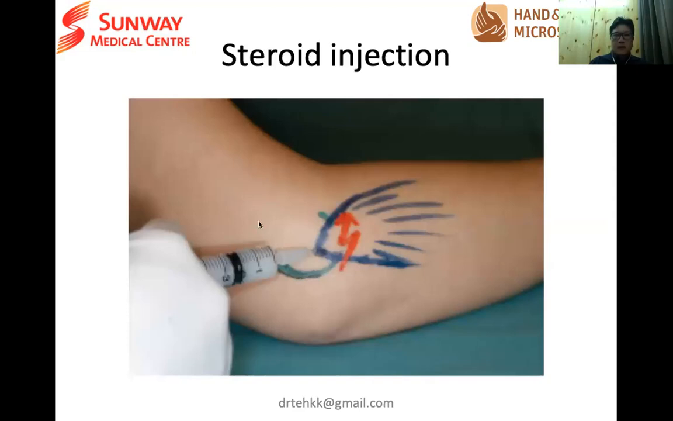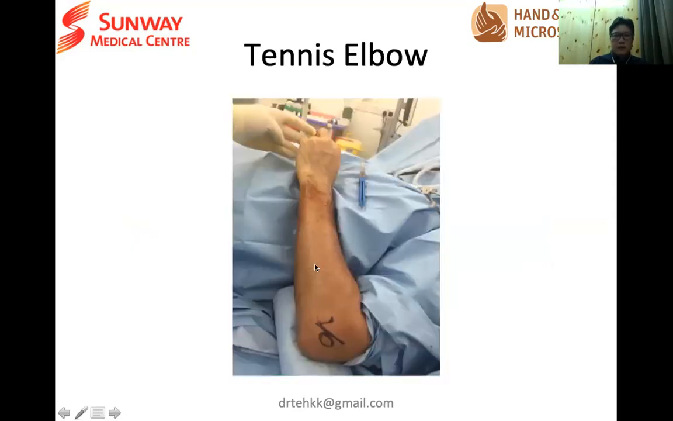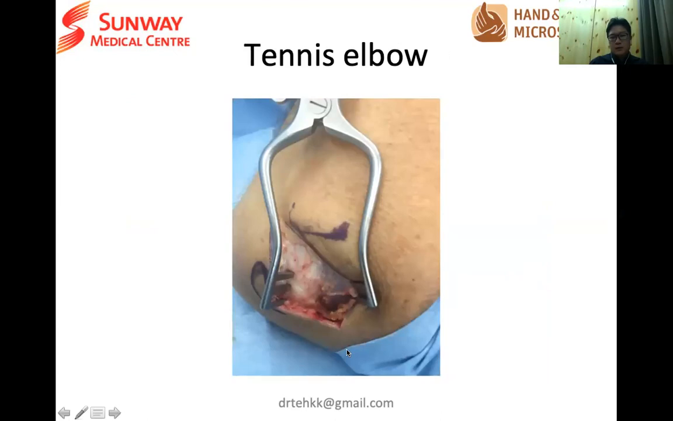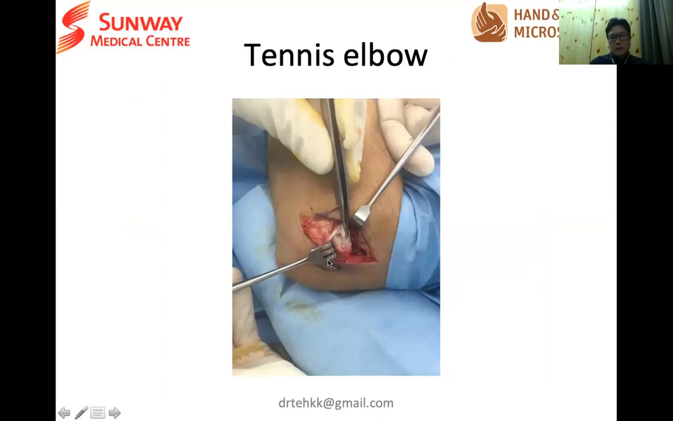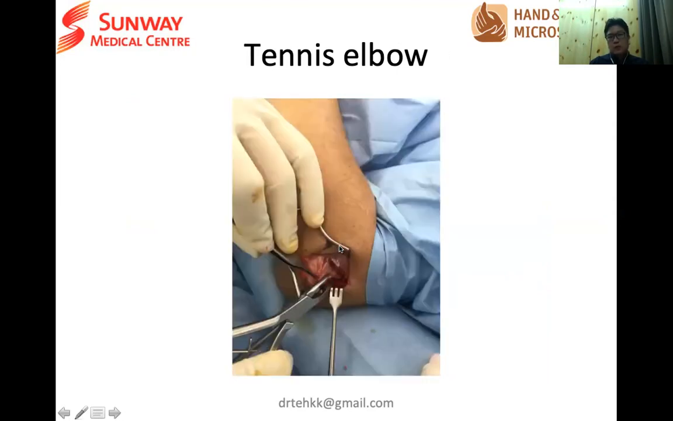Okay, so that's the steroid injection. Now, tennis elbow release. What we do is local anesthesia around this area, the lateral epicondyle, and make a skin incision like that. I open up and I see the extensor insertion. This is the ECRB, or extensor carpi radialis brevis. This is the area that is attached to the lateral epicondyle. That area is inflamed and painful.